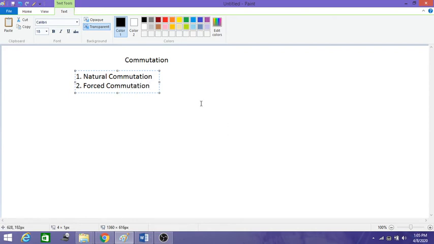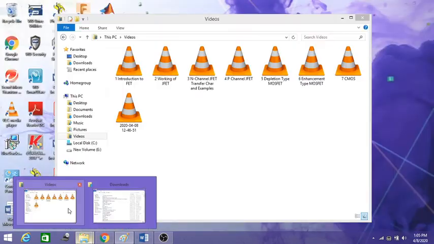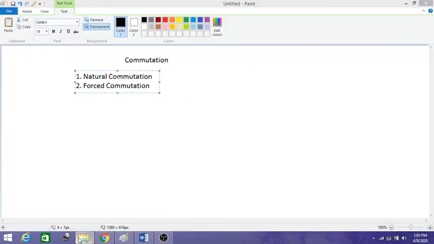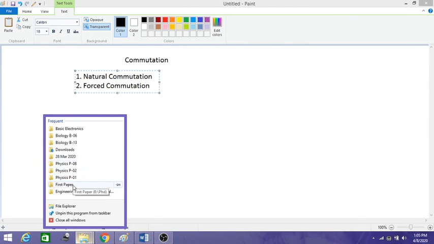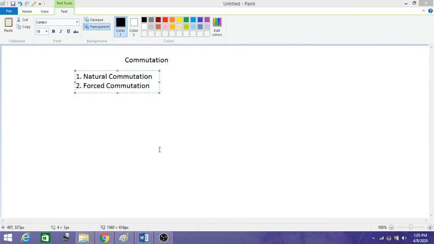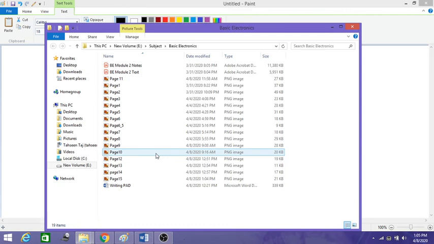So natural commutation is one process where, for example, let me come back to this diagram which we have saved here.